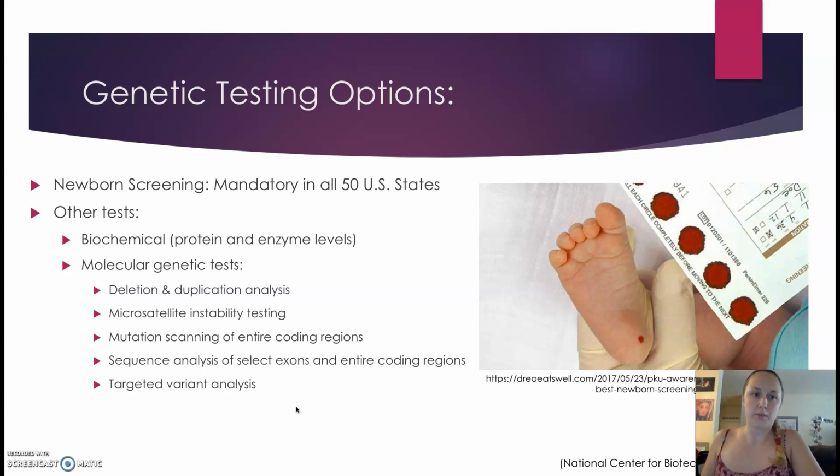But there are also several other biochemical and molecular genetic tests that can detect PKU. These include protein and enzyme levels, usually a plasma level, where they test those plasma samples. And then you can also have molecular genetic tests, including deletion and duplication analysis, microsatellite instability testing, mutation scanning of entire codon regions, sequence analysis of select exons and entire coding regions, and targeted variant analysis. So these are all a list of different molecular genetic tests that can be done later. And these all range in cost.